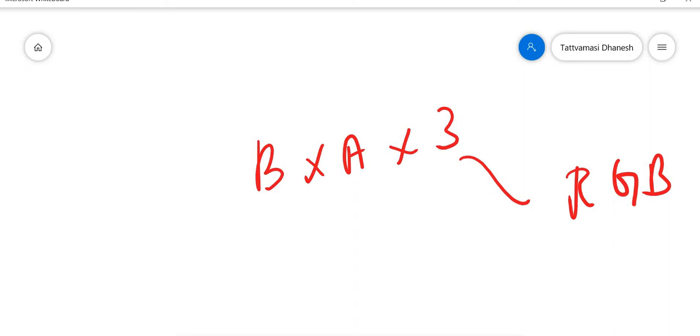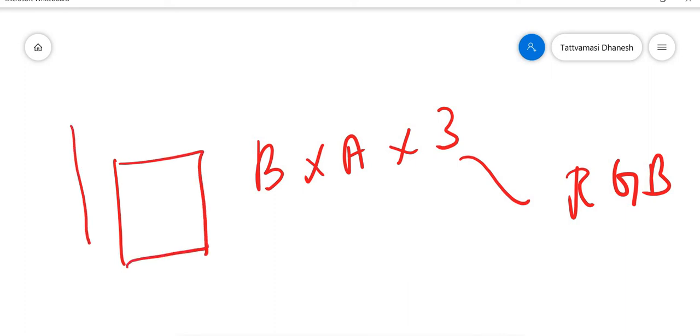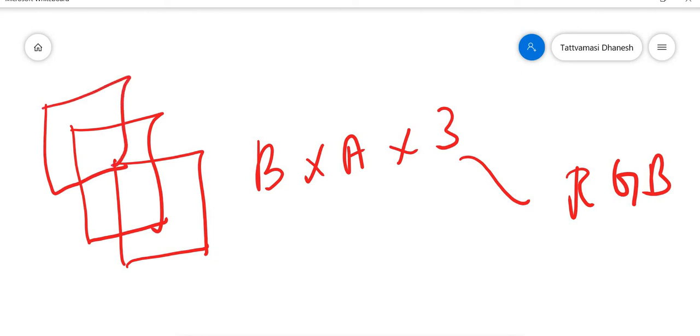See, this color image, you can imagine it as three two-dimensional matrices, like this. This is for the red, this is for the blue, this is for the green. So three two-dimensional matrices stacked over each other.